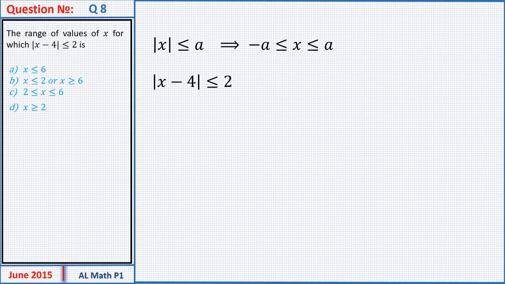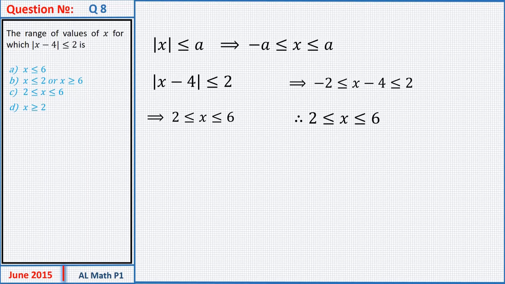So if now we have the magnitude of x minus 4 less than or equal to 2, what do we mean? It means that negative 2 is less than or equal to x minus 4 less than or equal to 2. Adding 4 on both sides, we'll have 2 less than or equal to x less than or equal to 6. And when we compare with the different answers, our answer here is D.